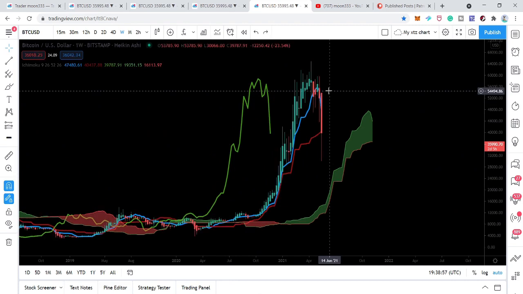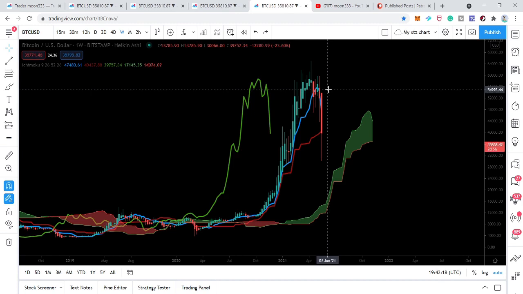So therefore, unless we receive these signals on the weekly time frame chart of Bitcoin by the Ichimoku Cloud, the bull run won't be ended. So far, the bull run is continuing. Once we receive these signals, that will be the first signal that the bull run has ended.